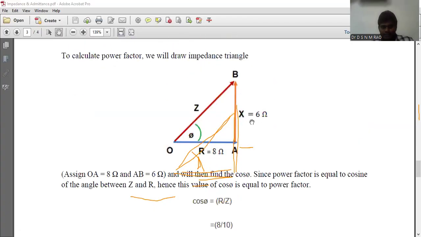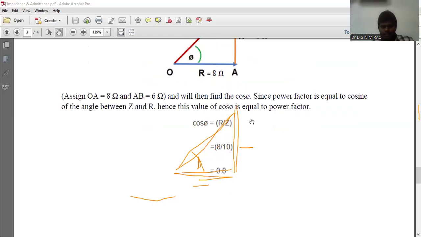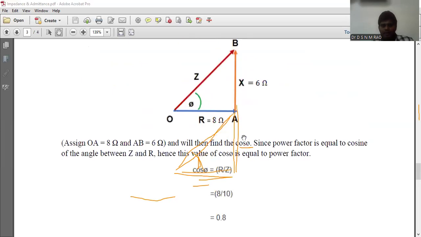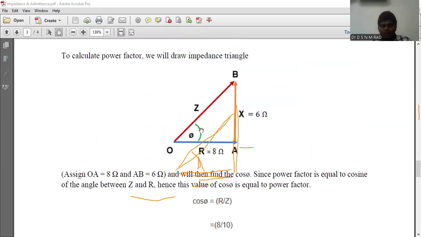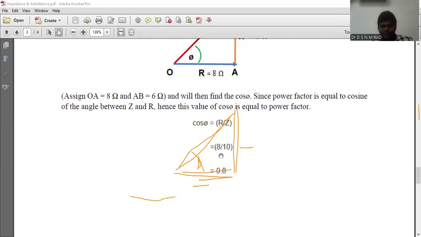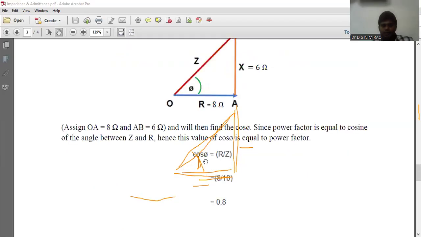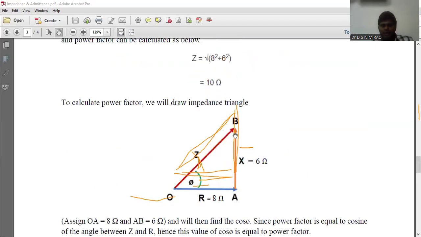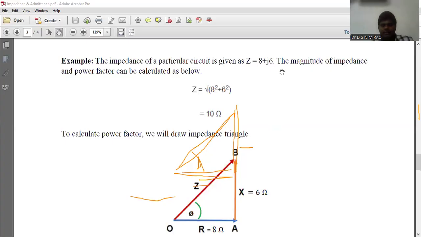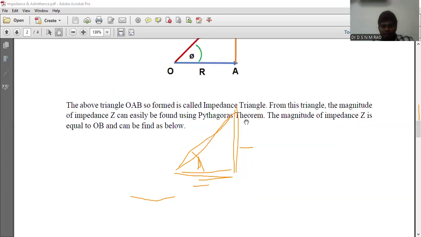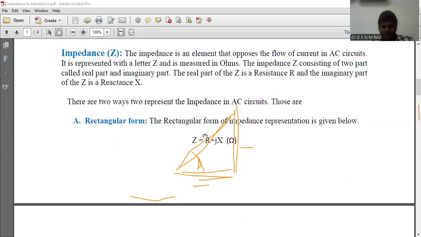Tan inverse 6 by 8, and the angle will be obtained. Cos of this angle will give the power factor, or else cos phi equals adjacent side by hypotenuse. In this way also we can calculate R by Z, 8 by 10, 0.8 power factor. So in this way we will calculate the magnitude as well as the power factor, and the phase angle also. What is the importance of j?